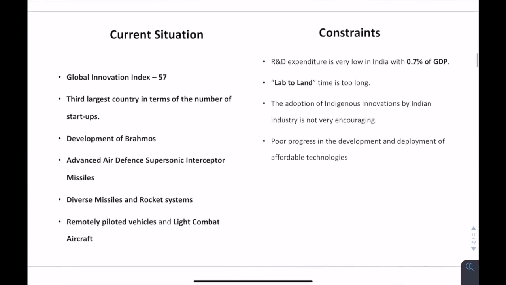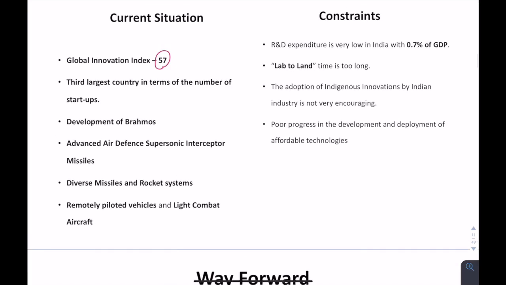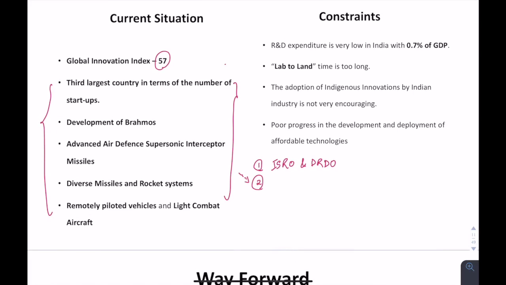And when we come to the current situation and the constraints, in the Global Innovation Index, we lag a lot, at a rank far below 57. India is the third largest country in terms of number of startups. So these are all positive points, and the reason that India has done well in all these is, number one, ISRO and DRDO. These two organizations have done amazingly well in the past 2 to 3 decades. They have beautifully gone forward and left a mark on the world stage.